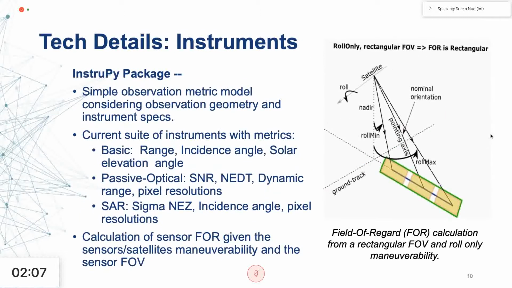The instrument package is very simple, considers observation geometry and instrument specifications for some standard instrument suites, provides metrics like range, incident angle, solar elevation angle for basic instruments, and other more complex metrics like SNR, NEDT, dynamic range for passive optical, sigma NEZ, incidence angle, and so on for the SAR instruments. Next slide.